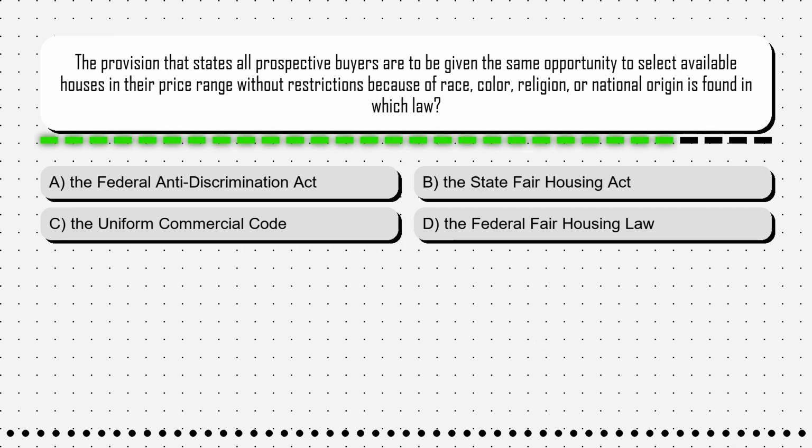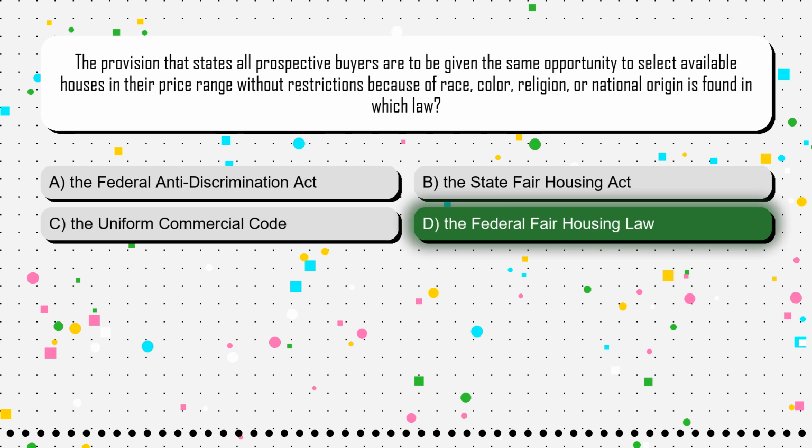Question 54. The provision that states all prospective buyers are to be given the same opportunity to select available houses in their price range without restrictions because of race, color, religion, or national origin is found in which law? Option A, the Federal Anti-Discrimination Act. Option B, the State Fair Housing Act. Option C, the Uniform Commercial Code. Option D, the Federal Fair Housing Law.